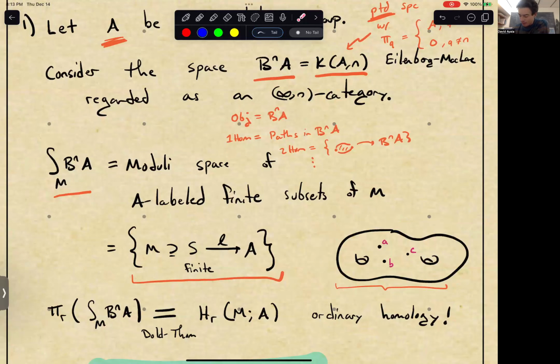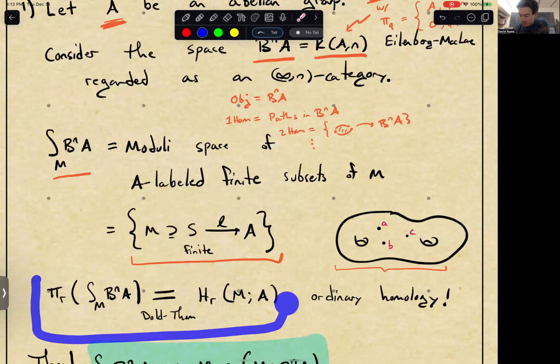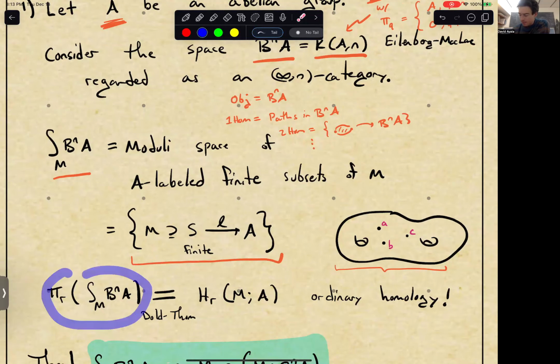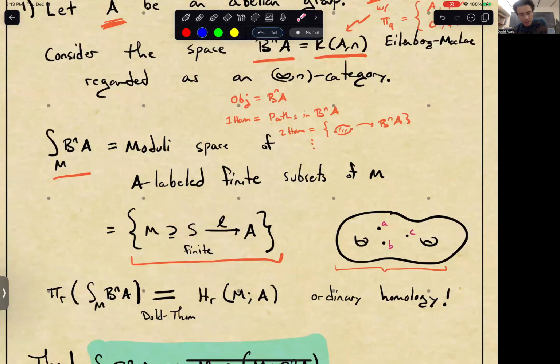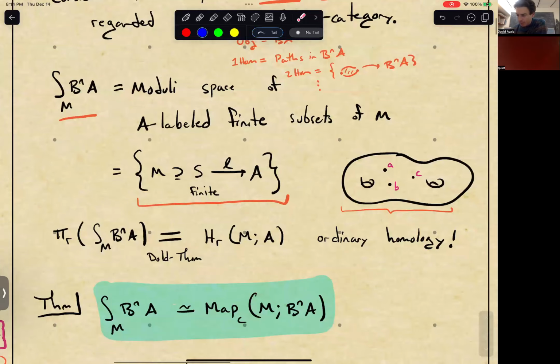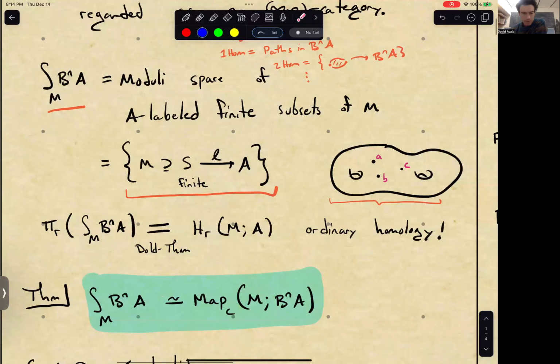And it turns out, it's a theorem of Dold-Thom in algebraic topology, that the homotopy groups of this space are precisely the homology groups of the manifold with coefficients in A. So it's in that sense that factorization homology generalizes homology. So when the coefficients are that of the n-fold deloop of an abelian group, it recovers homology. And there's a theorem that we prove which states that factorization homology also computes the compactly supported mapping space.